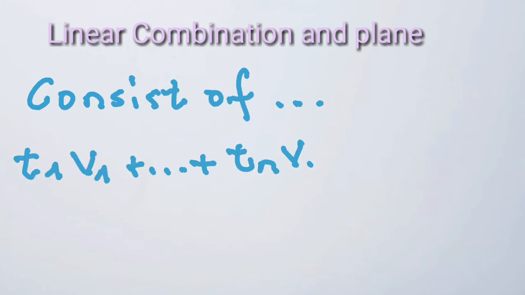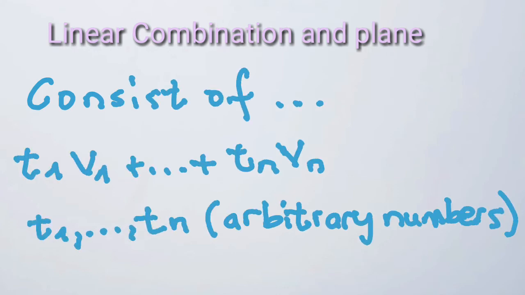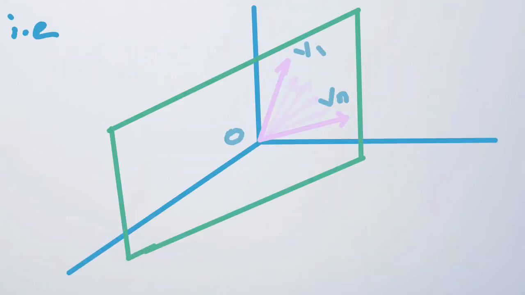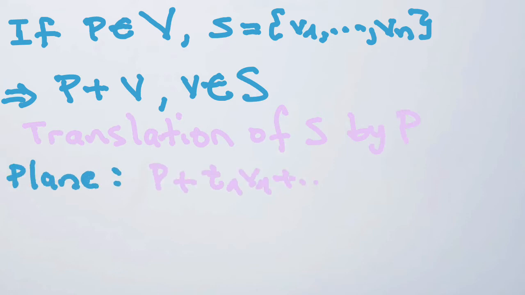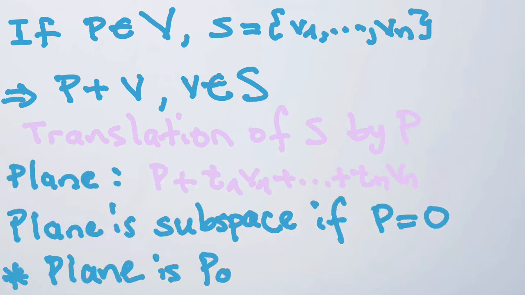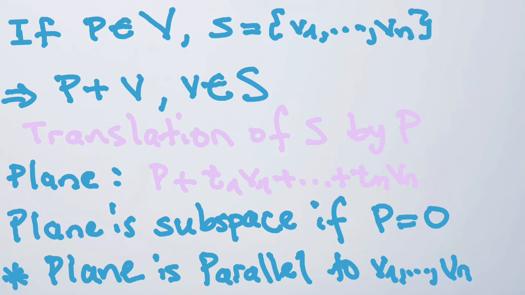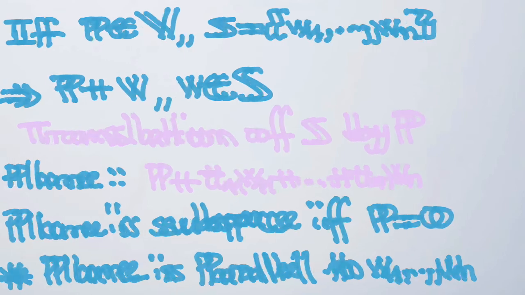It consists of all linear combinations which are... If p is in V and S is an arbitrary subset containing all the elements v1 to vn, then p plus S is the translation of S by p, and it forms a plane which is not passing through the origin, hence is not a subspace. The plane is parallel to the elements v1 to vn.